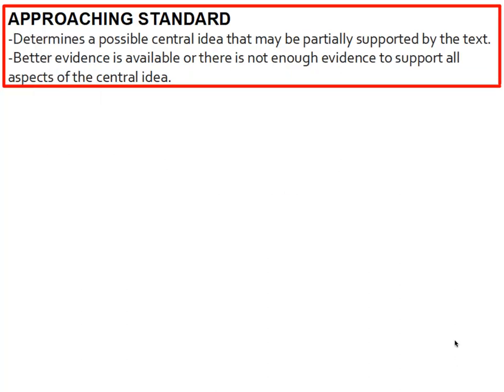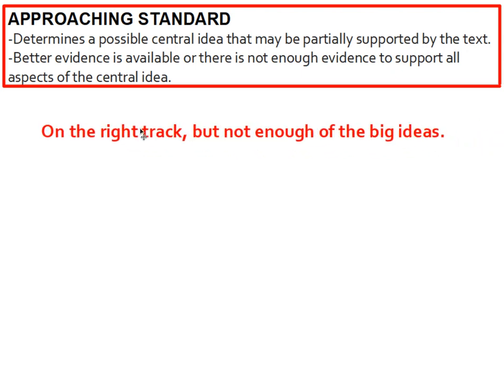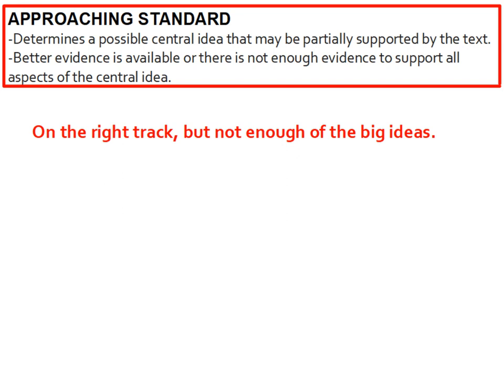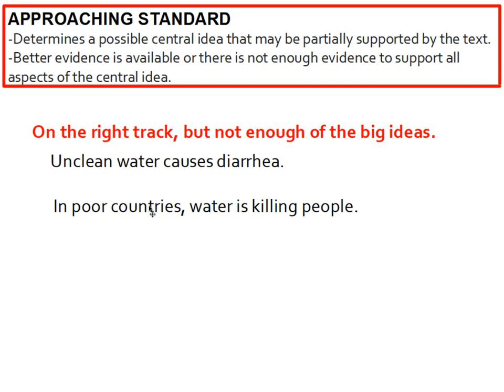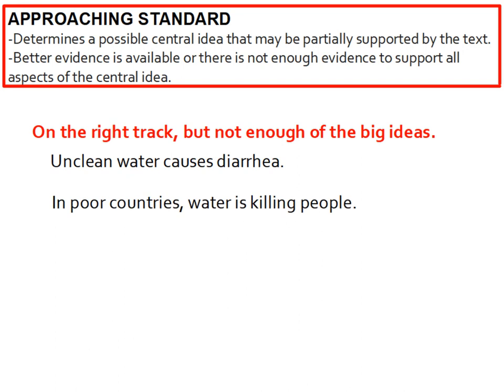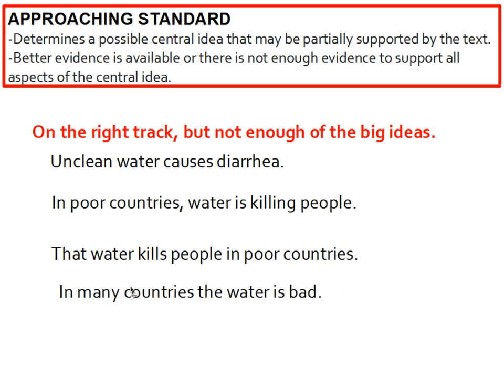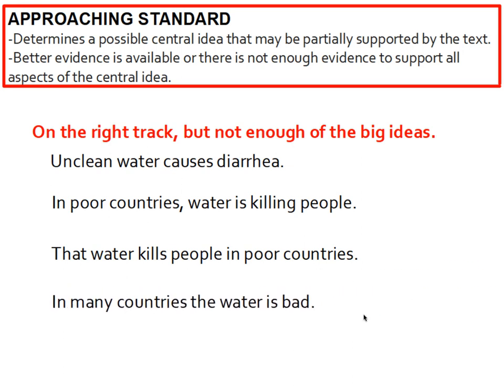Approaching standard, you're determining a possible central idea, but it's only partially supported by the text, so that means that you don't have enough information. So you're on the right track, but you don't have enough of the big ideas. Unclean water causes diarrhea. In poor countries, water is killing people. That water kills people in poor countries. In many countries, the water is bad. These are all great ideas from the text. However, it's not enough of the big ideas to make meeting standard. You're on the right track though.